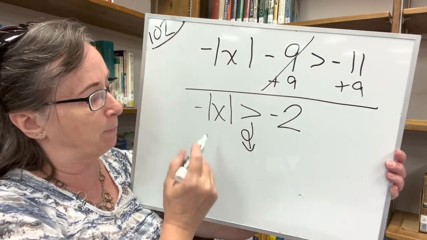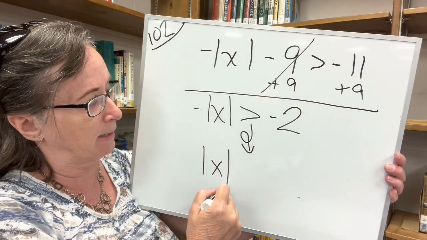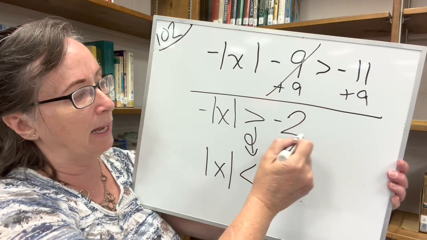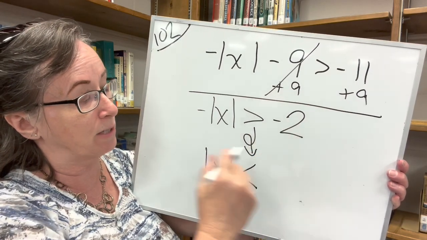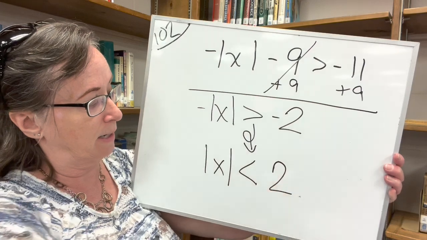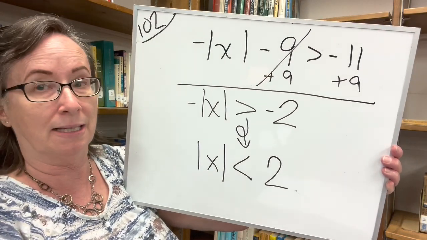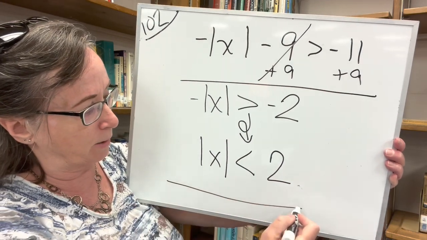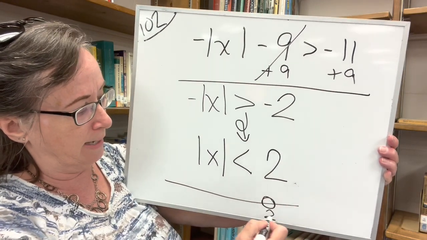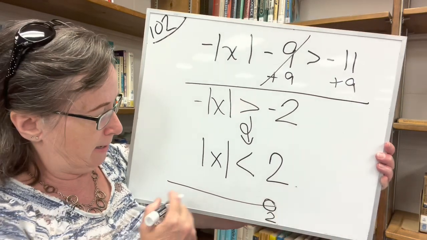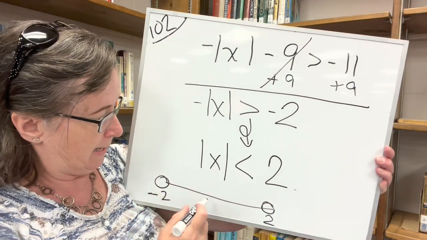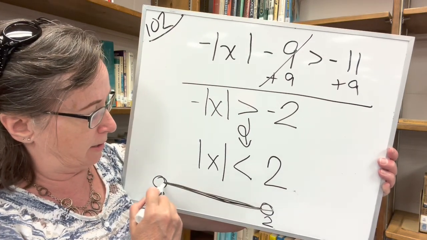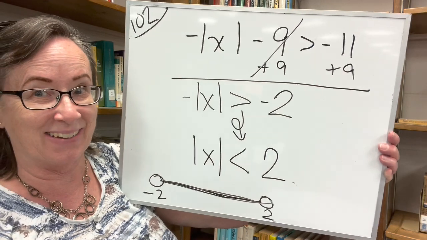So we multiply this one by a negative 1, we get absolute value of x. And we flip the sign to a less than, and then we have the negative 2 times a negative 1 is a positive 2. So we get the absolute value of x is less than 2. Less than a positive number means in between. So we're going to put down a 2 and a -2. And we're going to have the line of possible solutions going right in between the two.